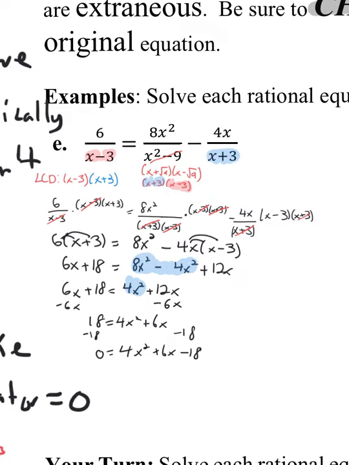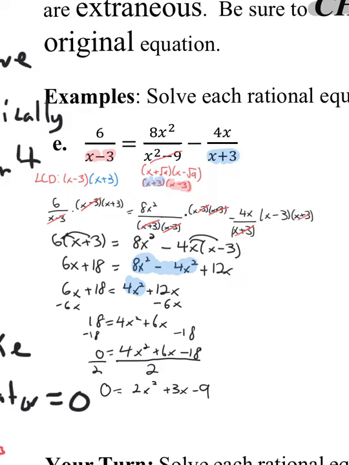All right. So now I have 4x squared plus 6x minus 18. I'm just going to go ahead and divide both sides by 2. As long as I divide both sides by 2, I'm keeping that equation balanced. And that's going to simplify this a little bit because 0 divided by 2 is still 0. But the other side becomes 2x squared plus 3x minus 9.